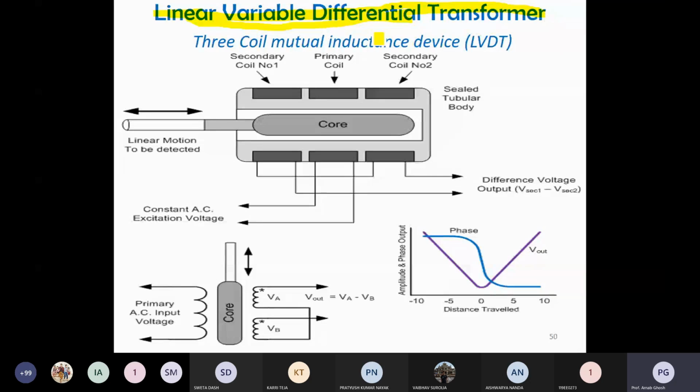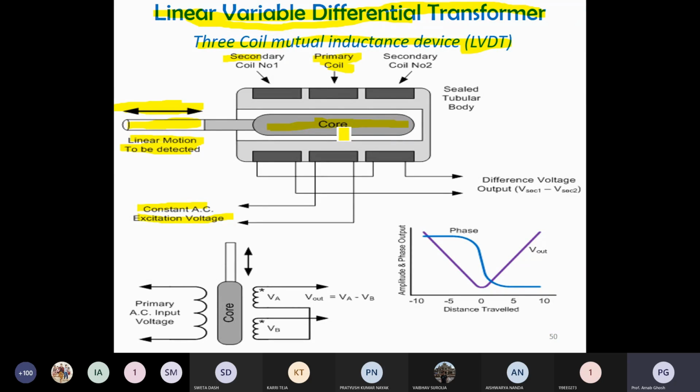In a normal transformer, the core is fixed. But in the case of LVDT you can see that the core has a movement. Okay, linear motion, so the core is moving with displacement. There are three coils with mutual inductance in the LVDT. One is your primary coil. A constant AC excitation voltage is given to the primary coil, like your transformer. In a normal single phase transformer, one primary coil is there, one secondary coil. Here it is a three coil transformer. First is your primary circuit, and the other two are the secondary circuits.